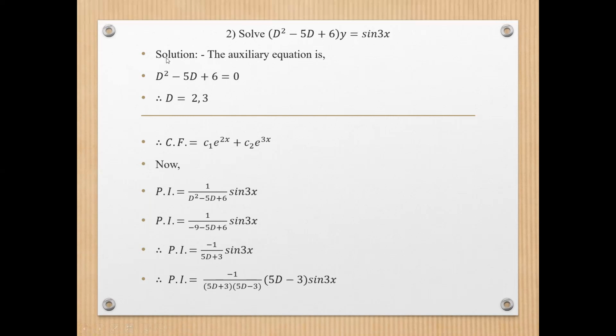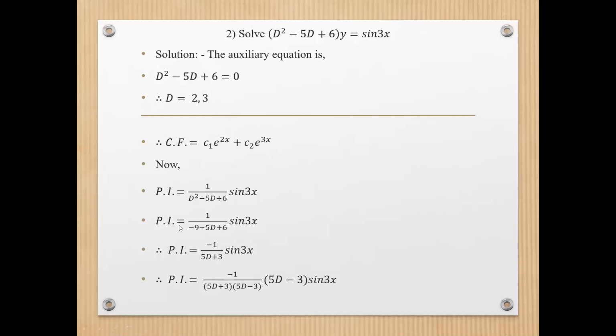And this is a quadratic equation. Roots of this equation are 2 and 3. Both the roots are real because there is no imaginary unit in the roots. There are two roots, all the roots are real, and both the roots are unequal, that is different roots, distinct roots. Corresponding to these roots, we write the complementary function as c1 e raised to 2x plus c2 e raised to 3x. You may write c1 e raised to 3x plus c2 e raised to 2x. No problem. That gives the required complementary function.